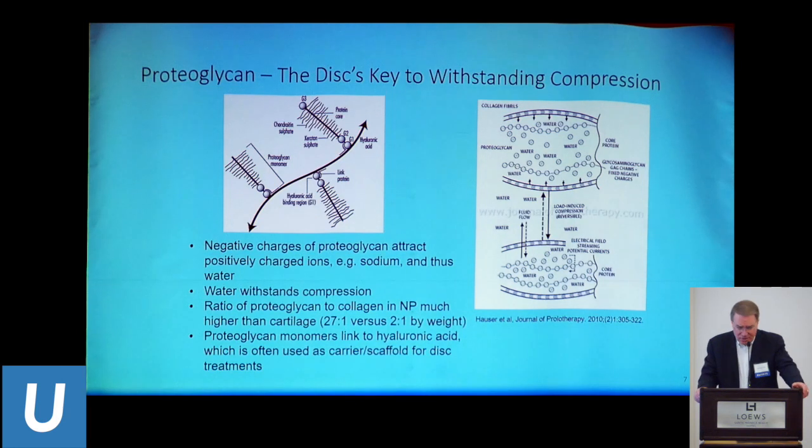Interestingly, people have tried to equate the disc with cartilage. So the nucleus pulposus is not cartilage. There is cartilage, of course, on the end plates, but NP, for example, one difference, if you look at the ratio of proteoglycan to collagen in the nucleus pulposus, and there is collagen in both cartilage and in nucleus pulposus, but the ratio of proteoglycan is 27-1 in the NP and only 2-1 in cartilage. And so that just tells you how important that proteoglycan is, again, to the functionality of that disc.